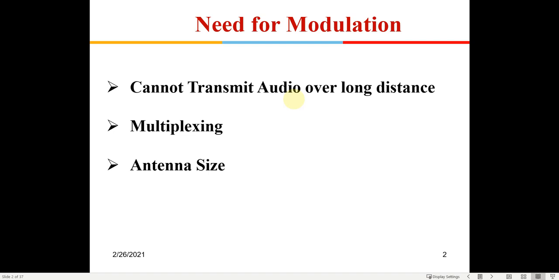You can do multiplexing. And one more advantage we see here is antenna size. As you keep increasing the frequency, the size of the antenna decreases. When we learn about antenna theory, you will realize that the physical size of the antenna is inversely proportional to the frequency, or directly proportional to the wavelength. So high frequency means lower wavelength and smaller antenna size. This is why we go in for modulation.